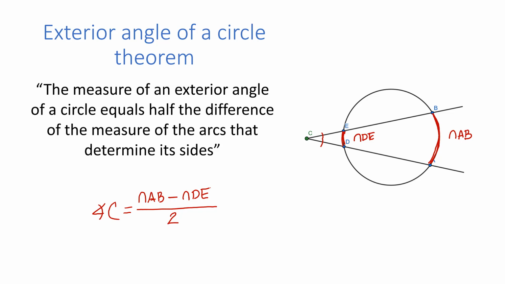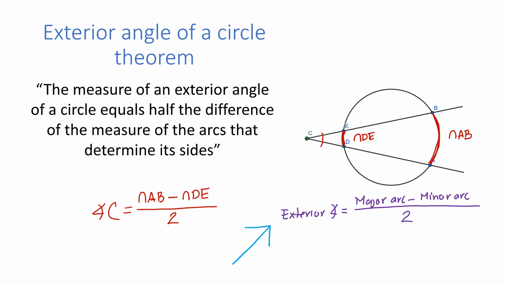So this formula is going to help us calculate the measure of the exterior angle, knowing the measure of the 2 arcs. You won't always have letters indicating the points like the diagram that we have here. So what we need to remember is the theorem. The exterior angle equals the major arc minus the minor arc over 2. Let's solve our first example.